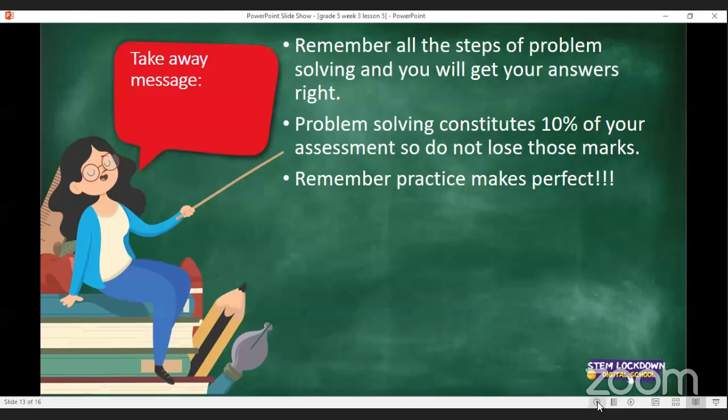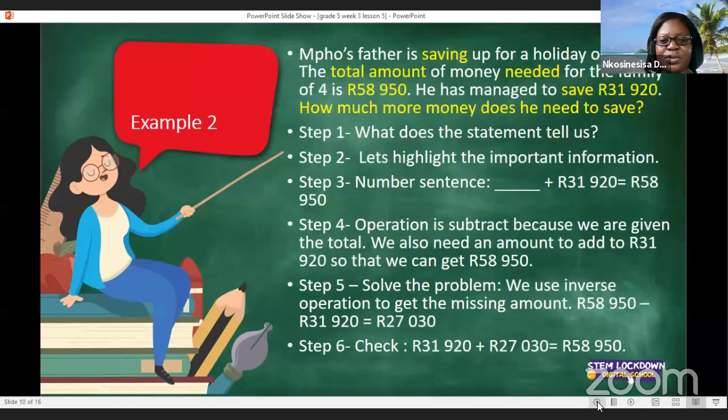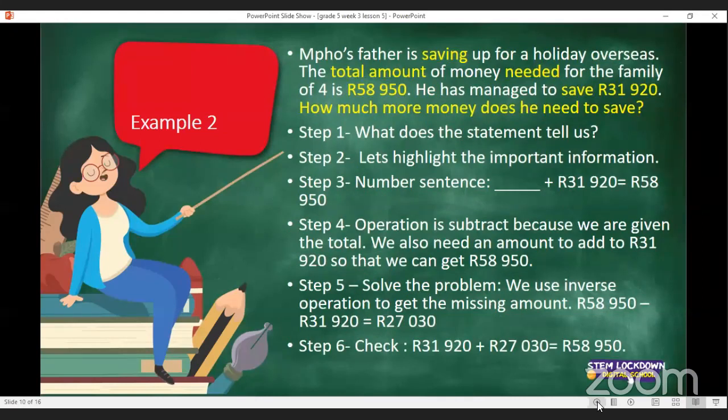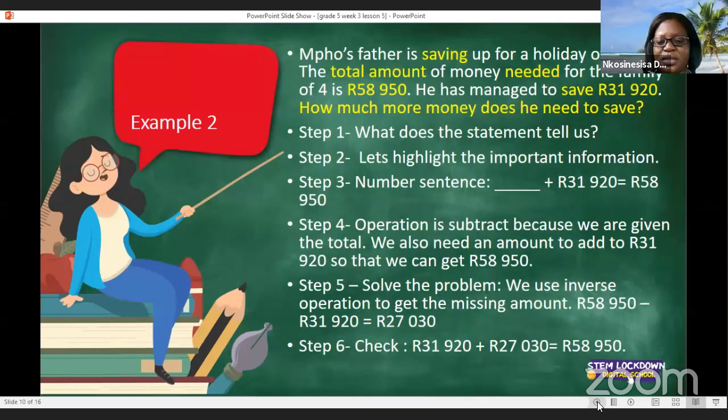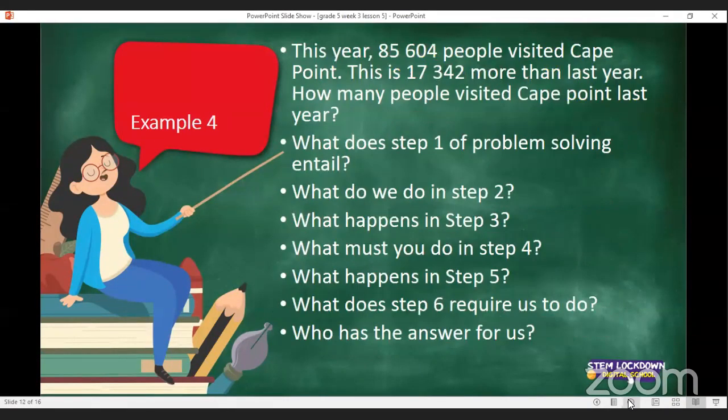Ma'am, can you go back to the last page? Example 4. I think you should minus the two numbers. Is it this one? Example 4, ma'am. Yes, miss. So I think you take the first number and minus it by the second number. When you get that answer, you take that answer and plus it by 17,342.